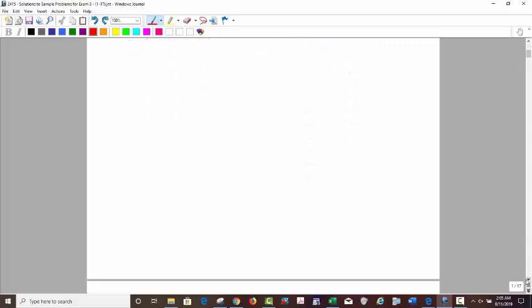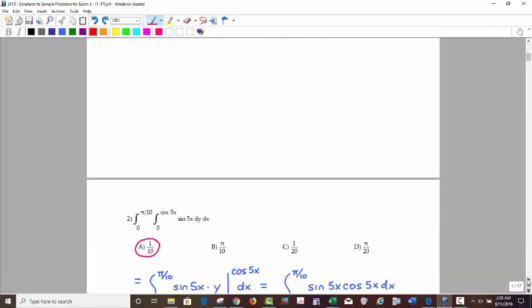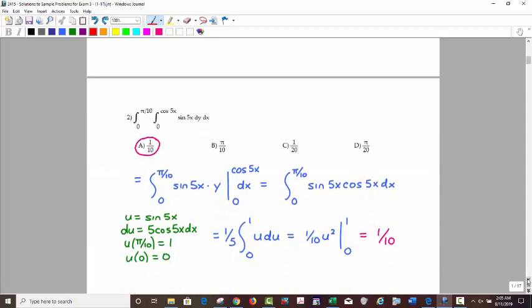All right, let's take a look at number 2. Number 2 is in dy dx order. So the sine of 5x will just sit there. So the antiderivative of dy will be y. And then that just brings in the upper limit cos of 5x into play here. The 0 won't affect anything, so we won't worry about that.